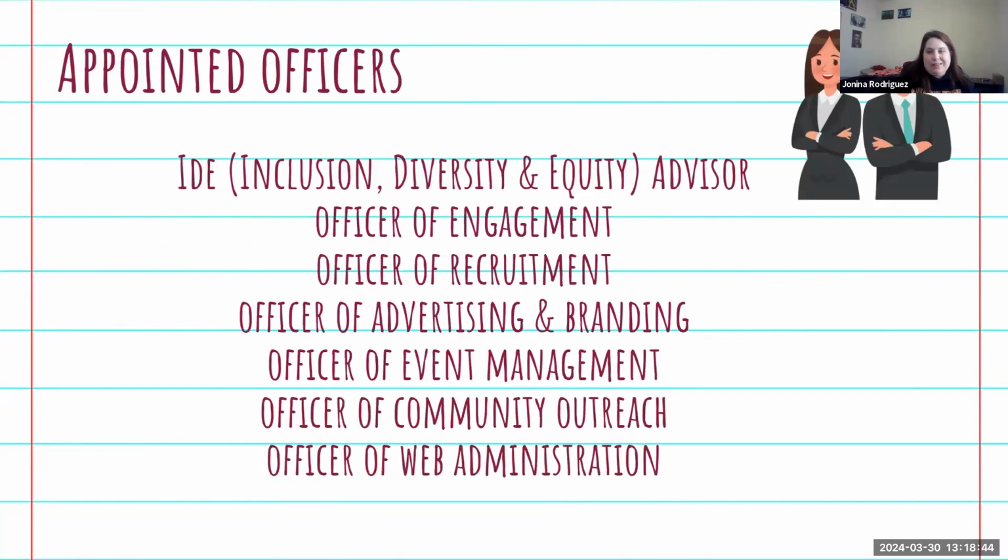So after you have the elected officers, now you have the appointed officers. These are the officers that are appointed by the newly elected executive team. So we interview people who are interested in an officer position, and then we assign who we feel is best fit for these positions. And these ones include our IDE advisor, our officer of engagement, officer of recruitment, officer of advertising and branding, the officer of event management / community outreach, and our web administration, as well as also our newsletter editors.